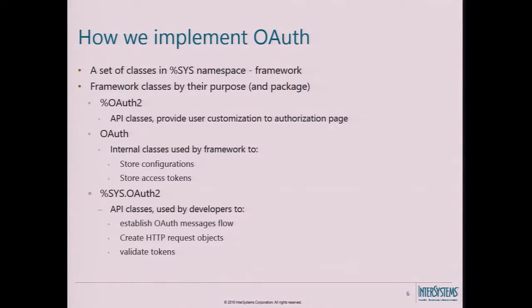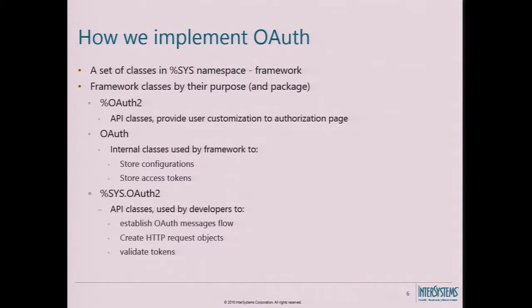We have a %OAuth. If you look at the class dictionary, you will find a package %OAuth 2. This is the package which is providing API for customizing consent page. And I will show you later the consent page when I do the live demo. Then there is a OAuth package, which is private to %sys namespace, so it's not accessible from anywhere else. In this package, we are storing access tokens. So they are not available directly, but there is another set of classes which can manipulate the access tokens.